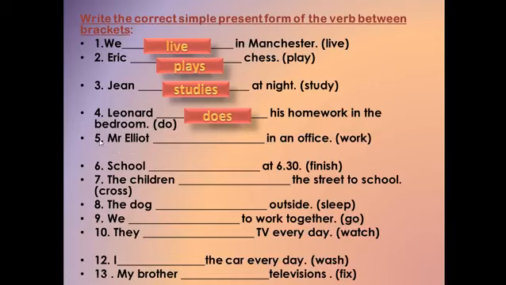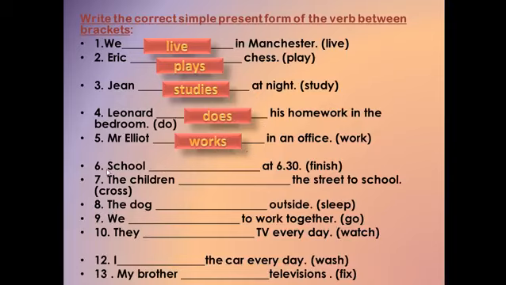Now, number 5. Mr. Elliot in an office and I have work. So Mr. Elliot works in an office. Why works? Because here my subject is he, Mr. Elliot, and my verb here, does it end in any special letter? No, it's simply work. So I simply add an S in the present simple. So Mr. Elliot works in an office. This is a permanent situation, so I use the present simple.